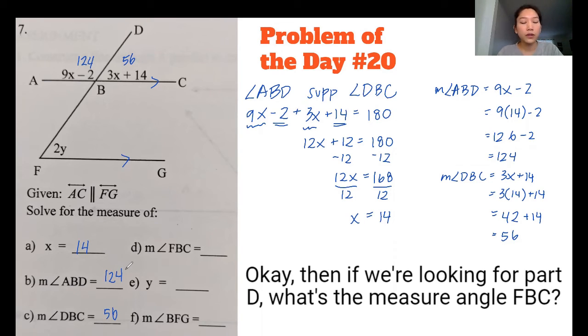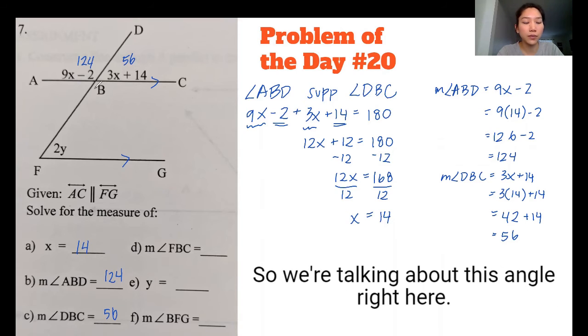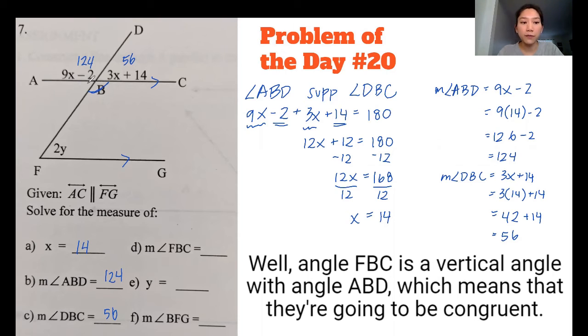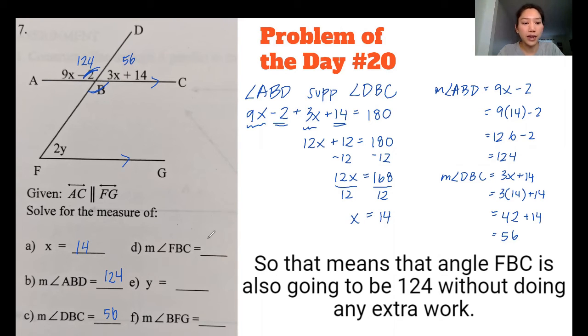Okay, then if we're looking for part D, what's the measure of angle FBC? So we're talking about this angle right here. Well, angle FBC is a vertical angle with angle ABD, which means that they're going to be congruent. So that means that angle FBC is also going to be 124 without doing any extra work.